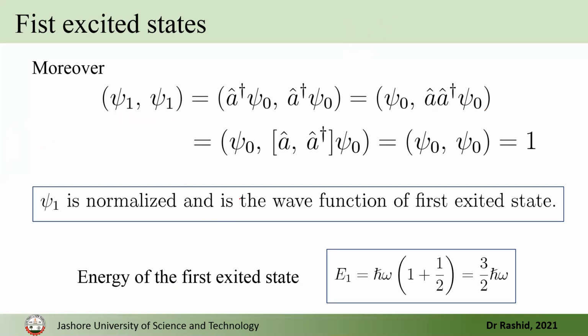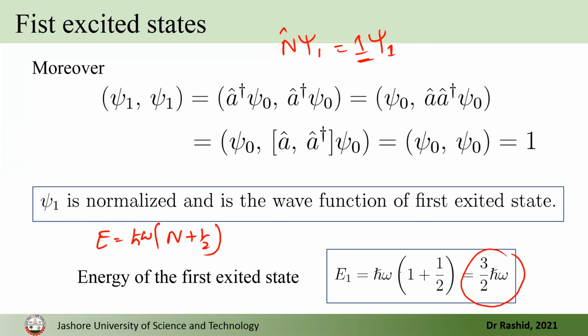Okay. Now, we also knew from the last slide that when n hat operates on the first excited state wave function, it gives the eigenvalue 1. So we can also calculate the energy of the first excited state from this equation. This is what we use: h cut omega times n plus half. So it gives us 3/2 h cut omega.